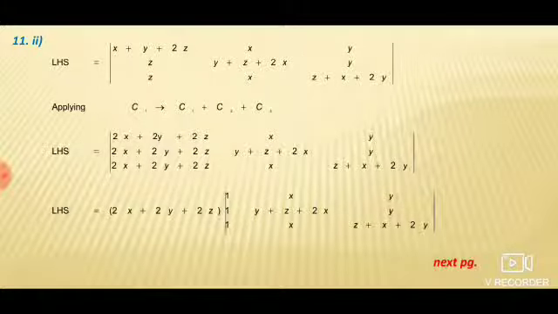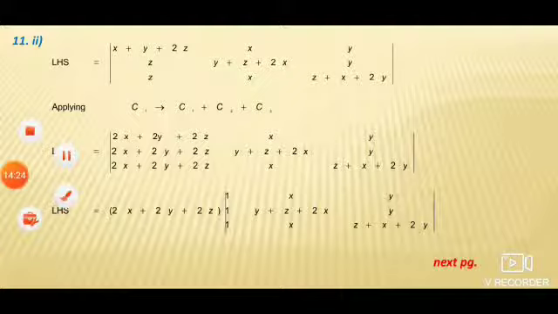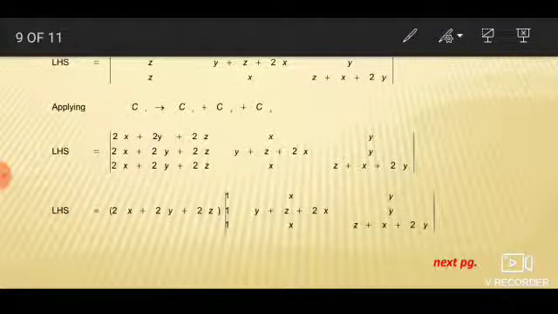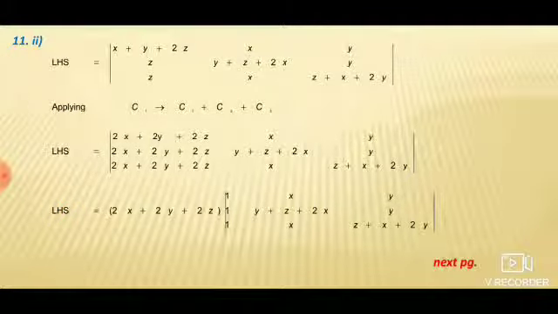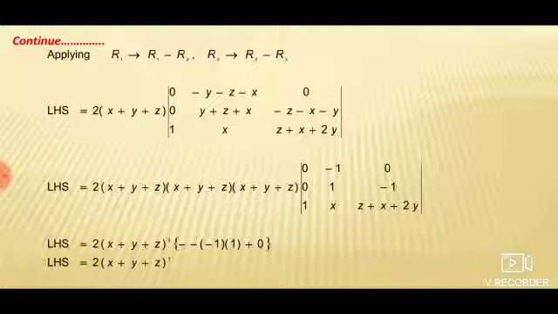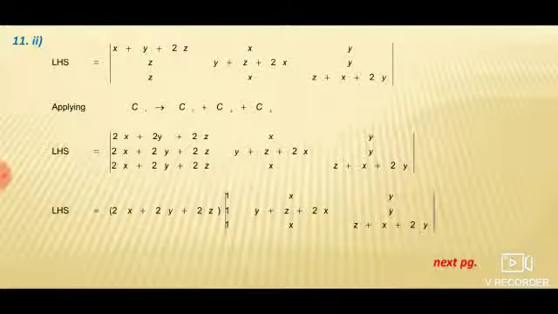This is the last question from exercise 4.2, sub question 2. Prove that the determinant whose first row is x plus y plus 2z, x and y, second row elements are z, y plus z plus 2x and y, and third row is z, x, z plus x plus 2y, is equal to 2 times (x plus y plus z) the whole cube.